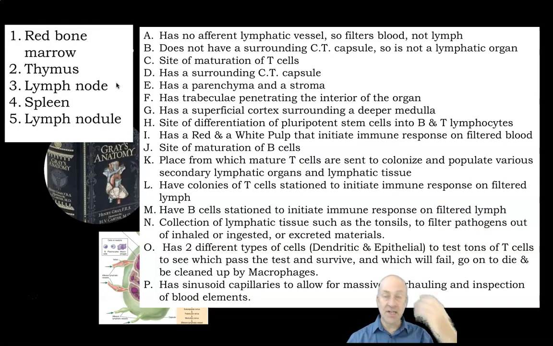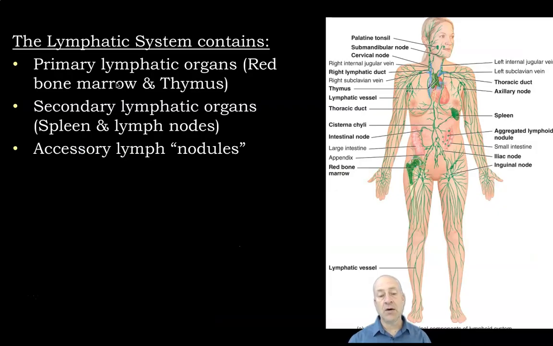And then we'll take those same 5 on the left, and we'll talk about characteristics, and we'll decide which of those 5 have no afferent lymphatic vessels, which of those 5 don't have surrounding connective tissue capsules, which of those 5 are the sites of maturation of T cells, and so on as we go through. That's how we'll test ourselves.